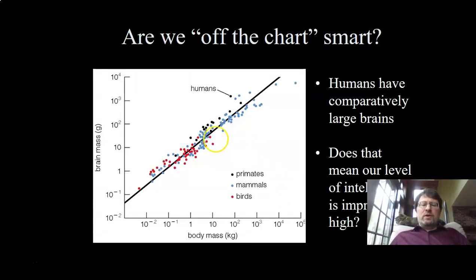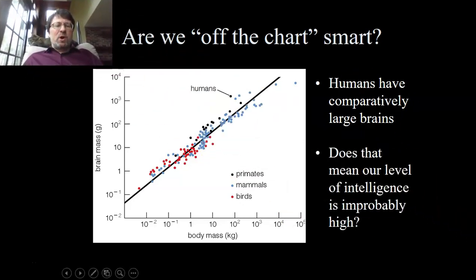Now, this leads us to ask, well, are we off the chart smart? There's different ways that you could quantify this. And here is an interesting graph. It shows on the vertical axis the brain mass, the mass of the brain versus the mass of the body for different types of animals. There are primates shown here, like chimpanzees and apes and so on, mammals like cats and kangaroos and birds and so forth.